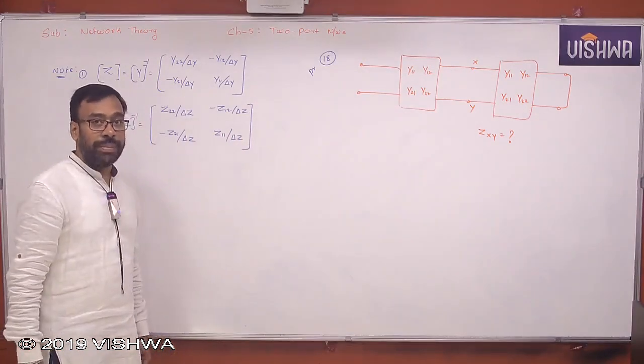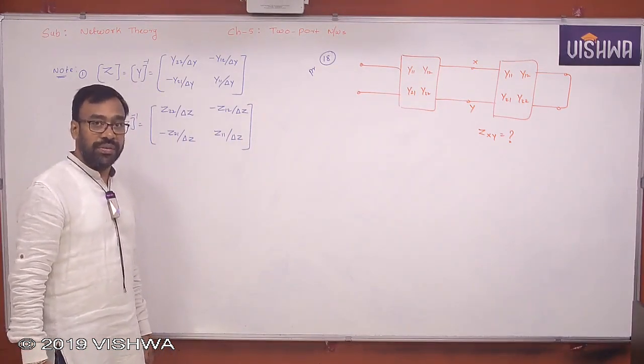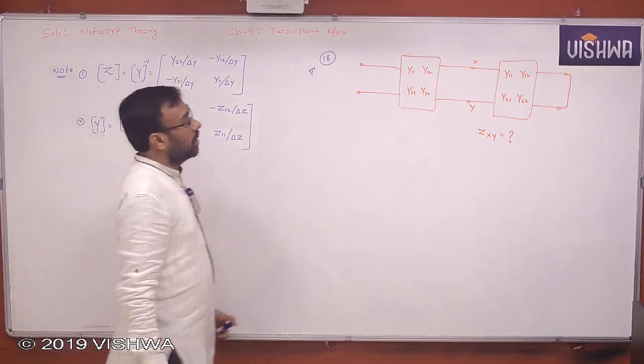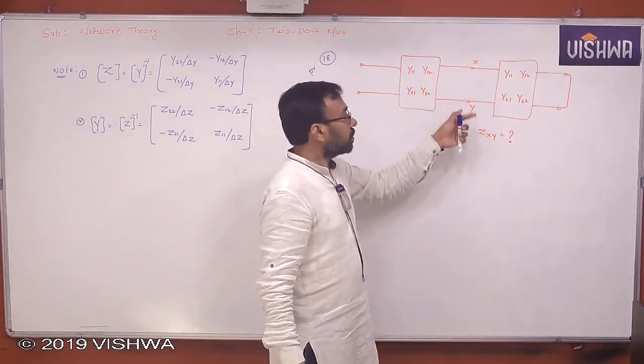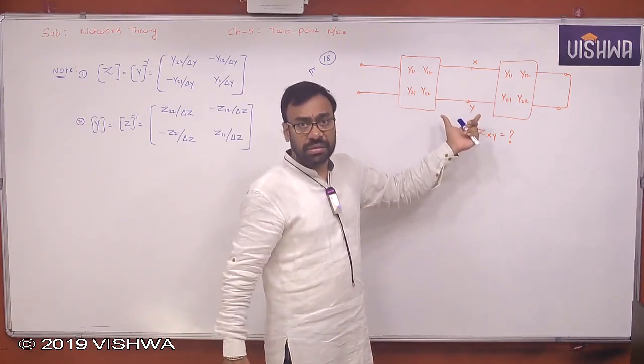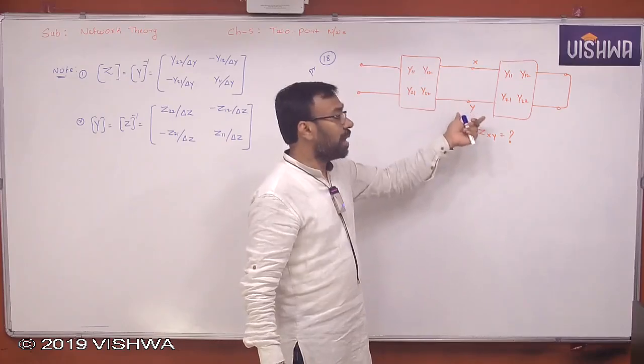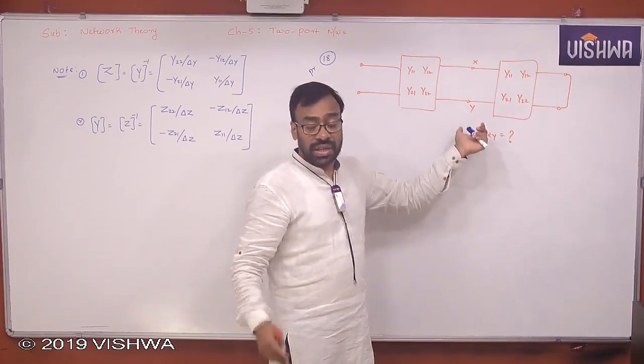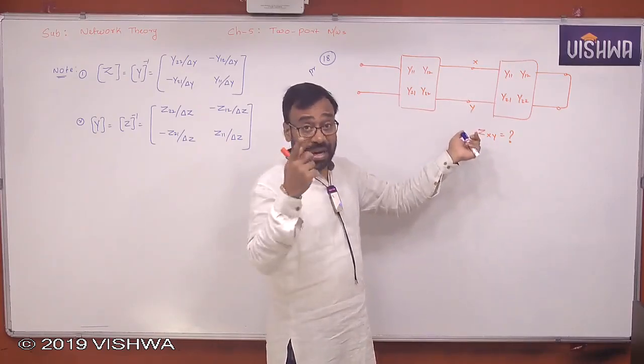18th question, we stopped in the last session at the 17th question. In the classroom workbook you can see it is asking what is ZXY. A similar problem we have done in terms of ABCD parameters, okay. Now let's see in terms of Y parameters. In the last session, I think the 16th problem or so, we have done ZXY.